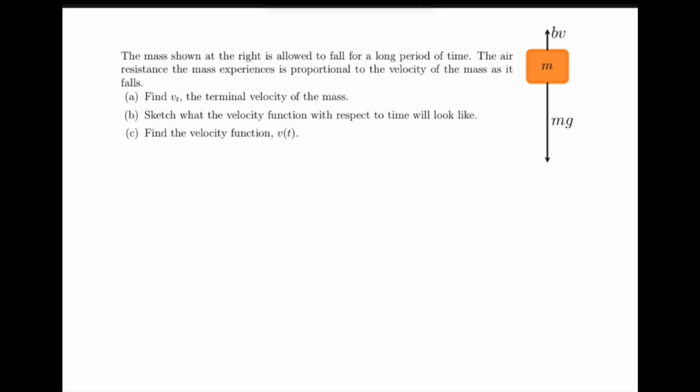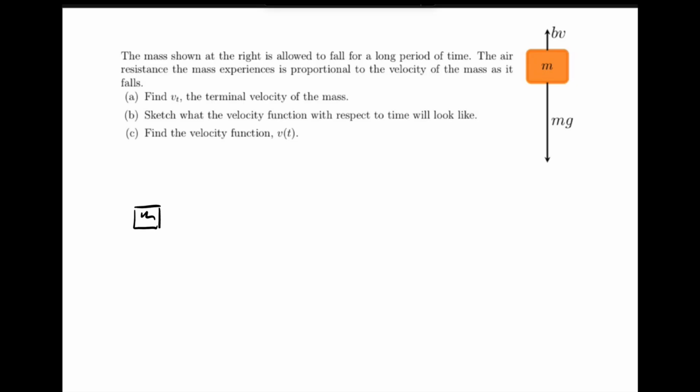Okay, today I want to go through the final problem in this air resistance that we're going to cover. Now what we said is this: the mass shown at the right is allowed to fall for a long period of time. The air resistance the mass experiences is proportional to the velocity of the mass as it falls. So one particular type of problem that you're going to come up against is this one, where as the thing falls, essentially we have the mass, and you drop it.